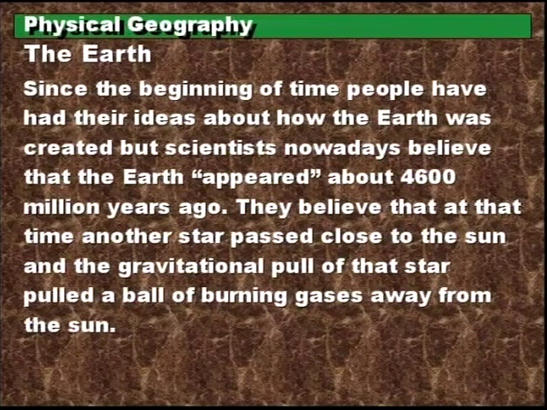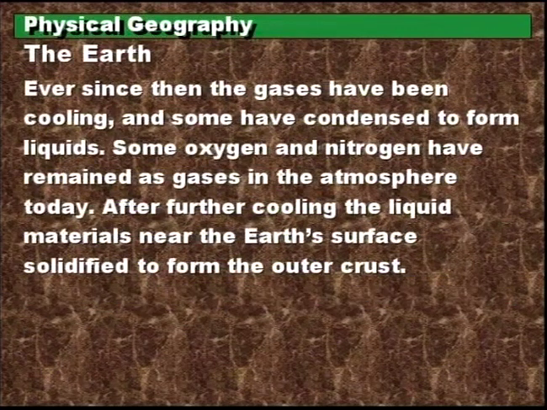The scientists believe that at that time, another star passed close to the sun, and the gravitational pull of that star pulled a ball of burning gases away from the sun. Ever since then, the gases have been cooling, and some have condensed to form liquids. Some oxygen and nitrogen have remained as gases in the atmosphere today. After further cooling, the liquid materials near the Earth's surface solidified to form the outer crust.